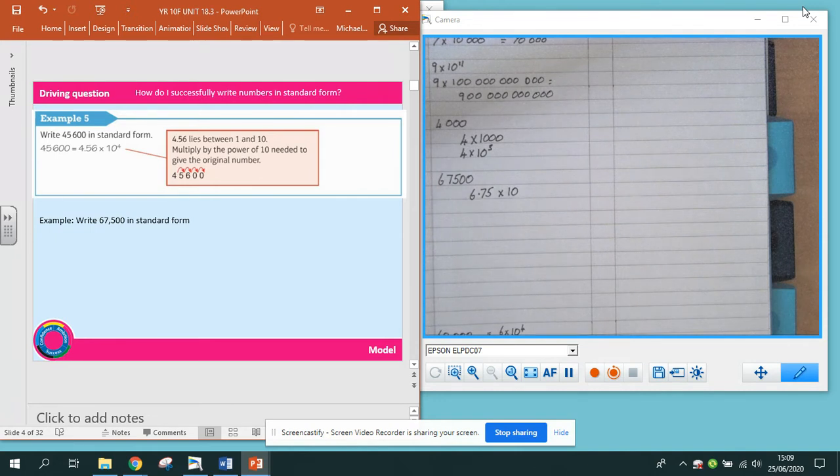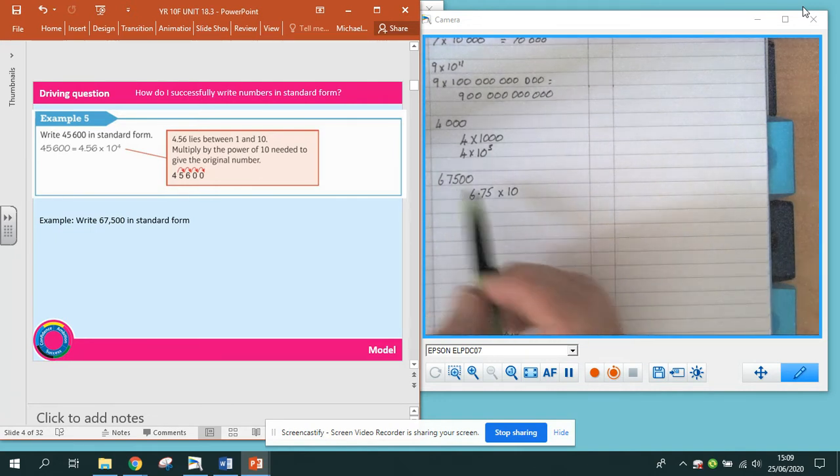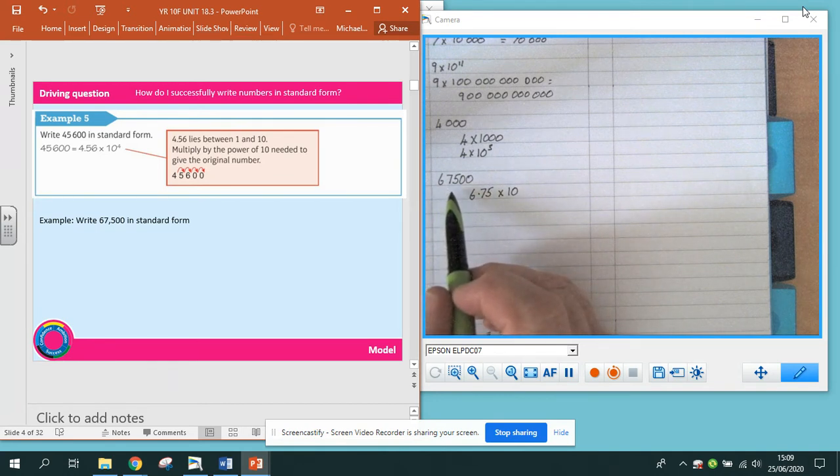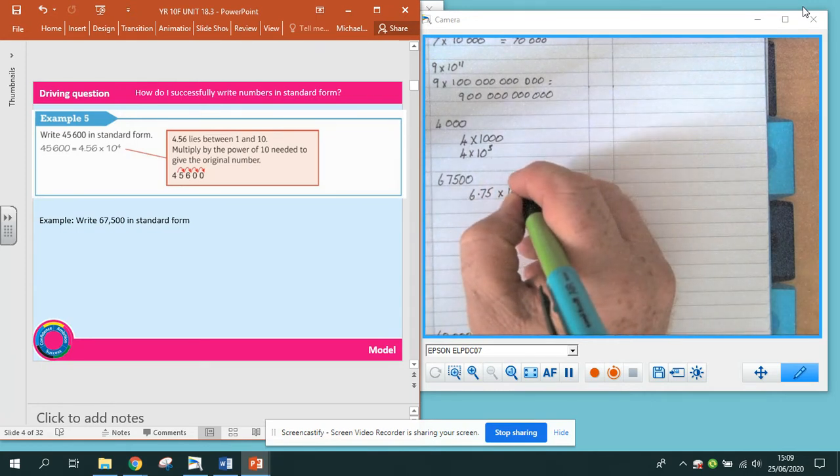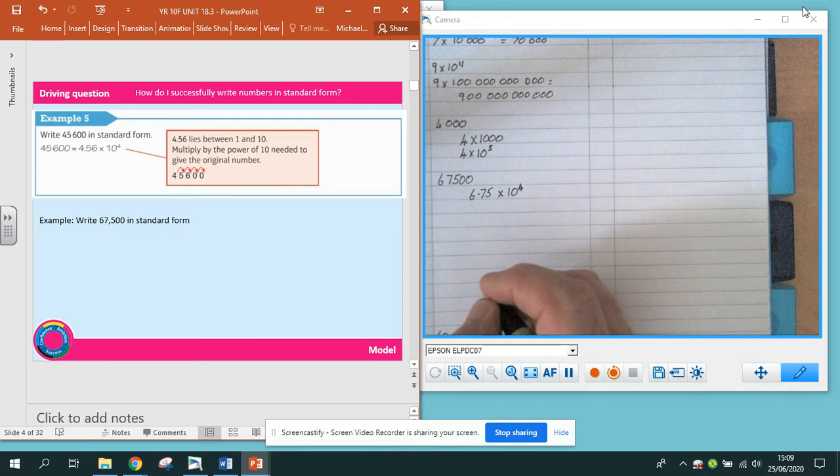Now, what power of 10 do I need to multiply this number by? Well, to get back to this number, my numbers have to move 1, 2, 3, 4 places. So that will also be 6.75 times 10 to the 4th. So it all depends on how many places the numbers have to move.